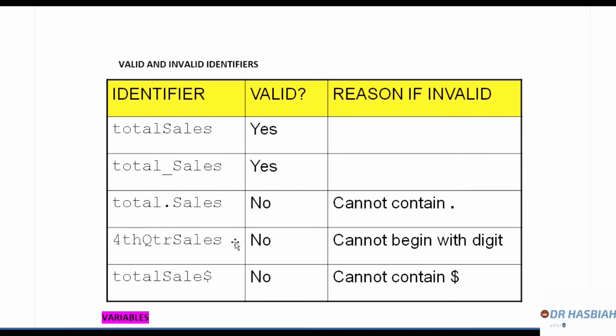And then you have the next one, fourth quarter sale. We start with a digit. An identifier cannot start with a digit, so it's not valid. Then I have total sale dollar sign. I have the special character dollar sign here. Special characters cannot be used in an identifier, so this is not valid also. So this is how we tell whether an identifier is valid or not valid.